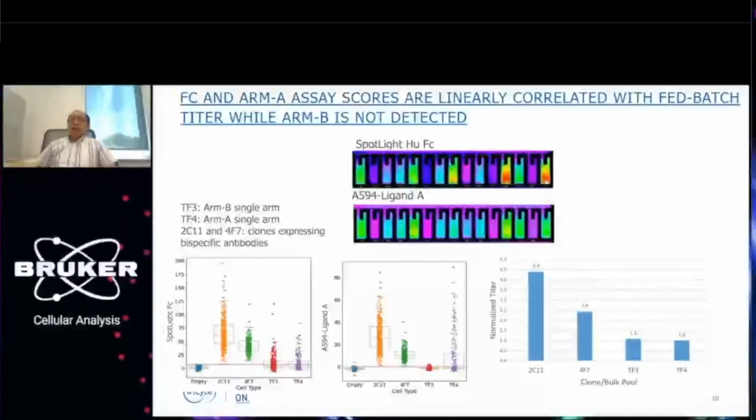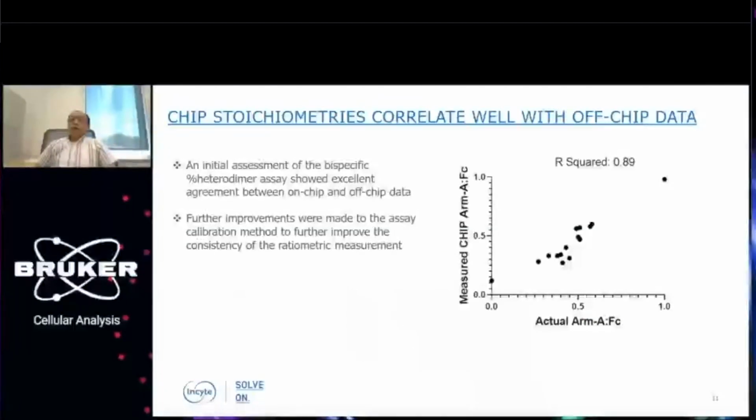Because FC and RMA assay scores are linearly correlated with the fed batch titer, we decided to expand the assays to other clones, mini pools, and bulk pools. We found that chip stoichiometries correlate well with off-chip data. An initial assessment of the bispecific heterodimer percentage assay showed excellent agreement between on-chip and off-chip data. The R-squared value is 0.89.